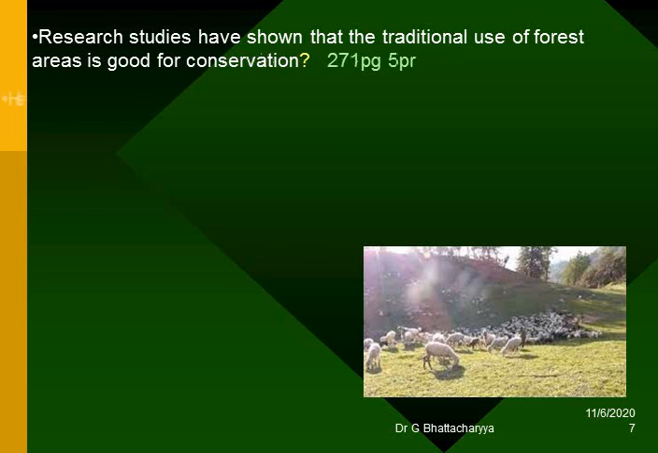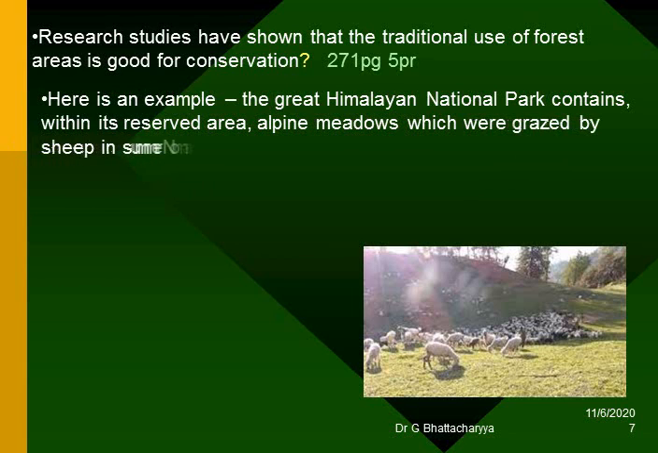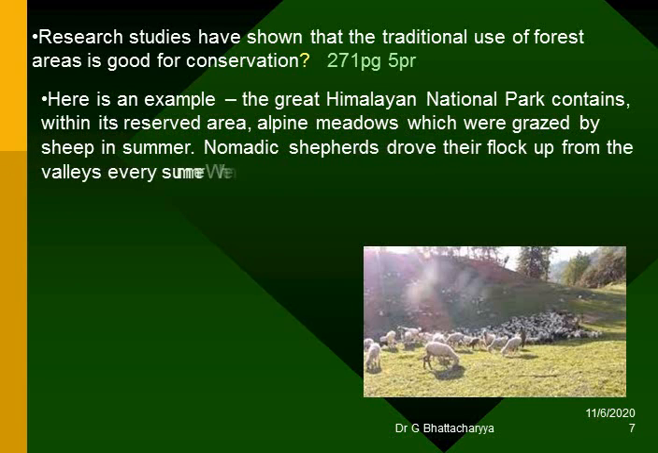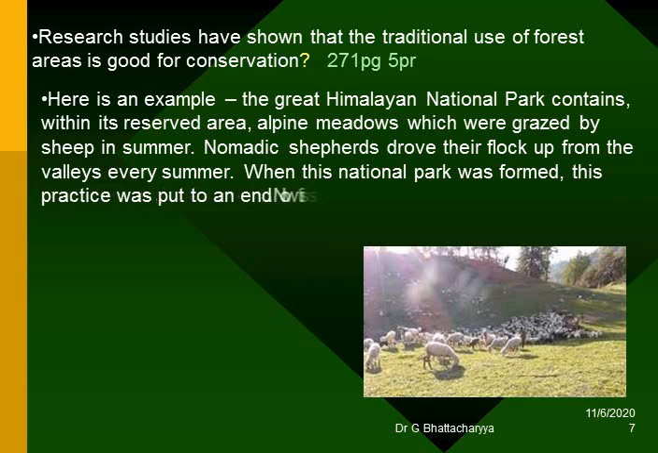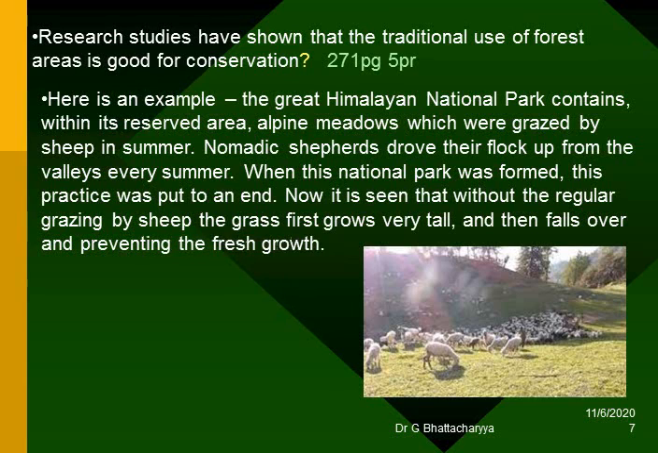Research studies have shown that the traditional use of forest areas is good for conservation. Here is an example. The Great Himalayan National Park contains within its reserved area alpine meadows, which are grazed by sheep in summer. Nomadic shepherds drove their flock up from the valleys every summer. When this national park was formed, this practice was put to an end. Now it is seen that without the regular grazing by sheep, the grass first grows very tall and then falls over, preventing the fresh growth.